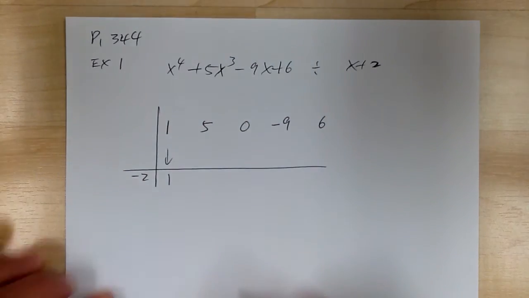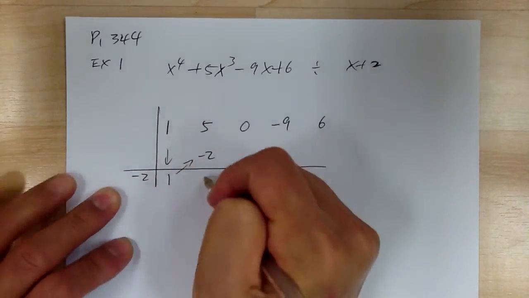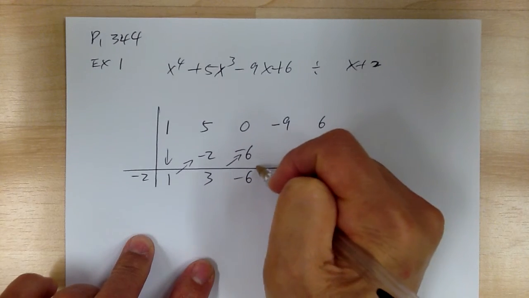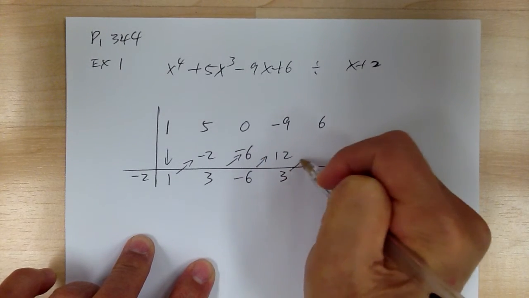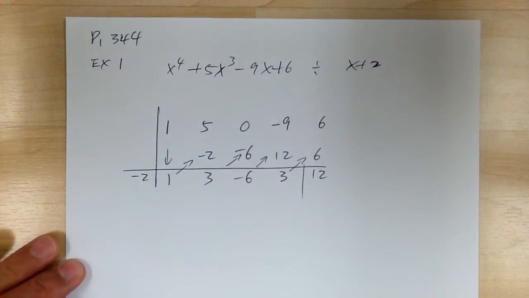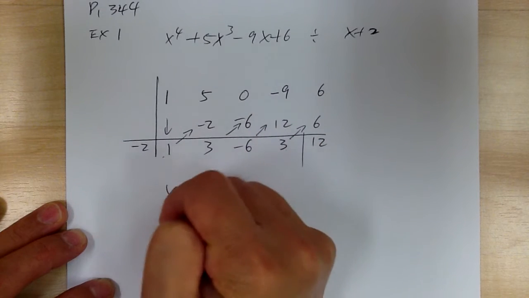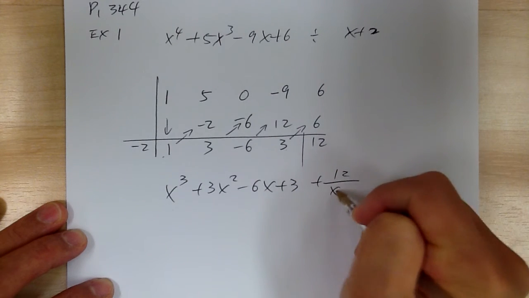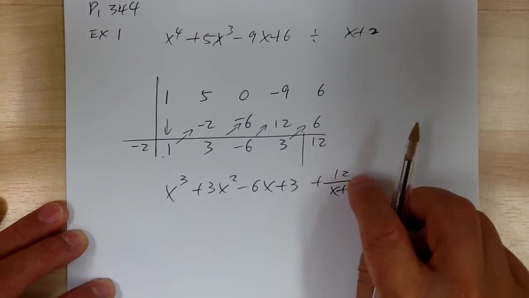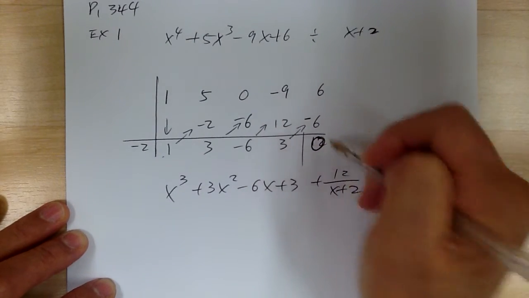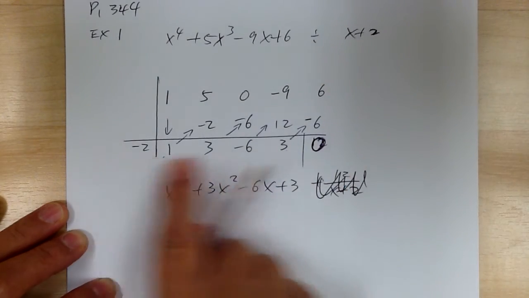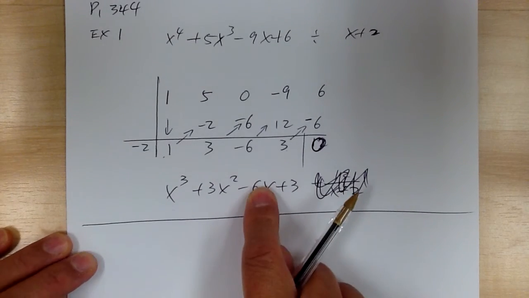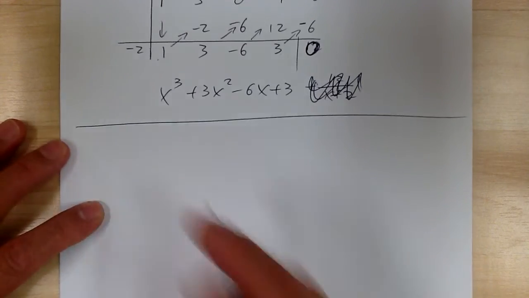So you drop the number, multiply, add, multiply, add, multiply, add, multiply, add. So your answer would be 1x cubed plus 3x squared minus 6x plus 3 plus 12 over x plus 2. Oh wait, I'm sorry, no. You have to be careful. Negative 2 times 3 is negative 6, so the remainder is 0. So that's your answer. You see it's much easier than doing long division. Okay, let's do example 2.